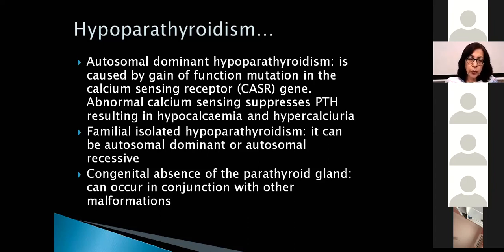Okay. Familial isolated hypoparathyroidism can be autosomal dominant or autosomal recessive, or there can be congenital absence of the parathyroid gland. It can occur in conjunction with other malformations like thymic aplasia and cardiovascular defects, and this is called DiGeorge syndrome.